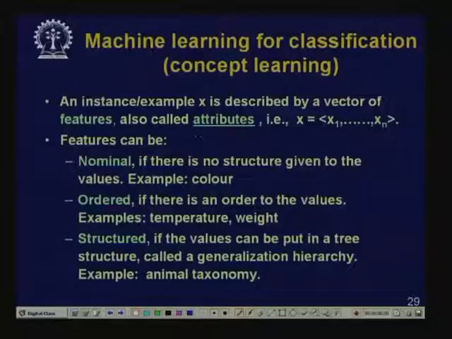So, an instance is described by a vector of features. Features are also called attributes. For example, an instance is given by x1, x2, ..., xn. x1 is the value of the first feature, xn is the value of the nth feature. There are different types of features that we can have. Features can be nominal, for example, color of the animal. Color can be red, yellow, blue, green. So, these are some specific values. They are not directly linked to each other. So, color is a nominal attribute.